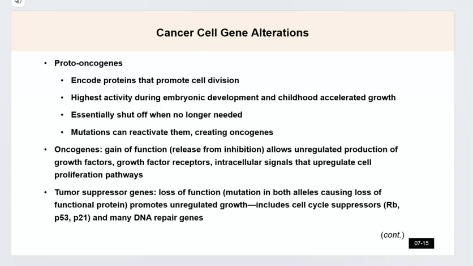Oncogenes are bad. The conversion from proto-oncogene to oncogene can result in this unchecked growth and proliferation. We can call these gain of function mutations, because when this gets messed up, we've gained function, we've gained activity, we've been released from the stop sign, so to speak, and we are allowed now just unregulated growth.